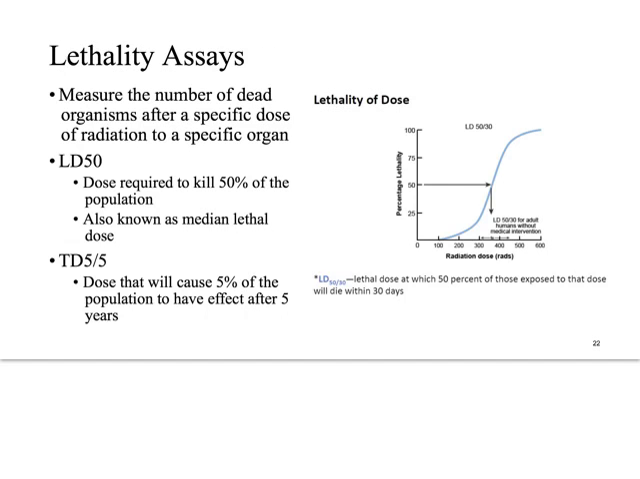So we do these really morbid lethality assays where we look at the number of populations that are living after a certain dose of radiation, and we've talked about how we call this the LD50. Another thing that we might talk about is the TD5/5. We use this a lot in radiation therapy, where we say the dose that will cause 5% of the population to have an effect after 5 years. And a lot of times radiation therapy treatments are tied back to that TD5/5 in some way, shape, or form.